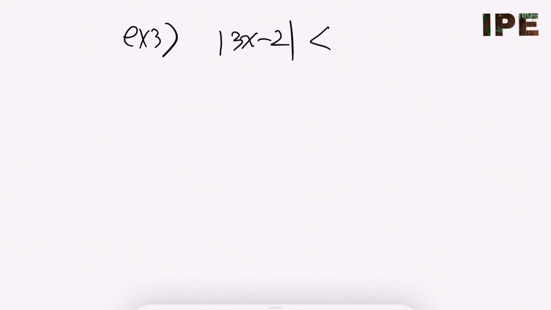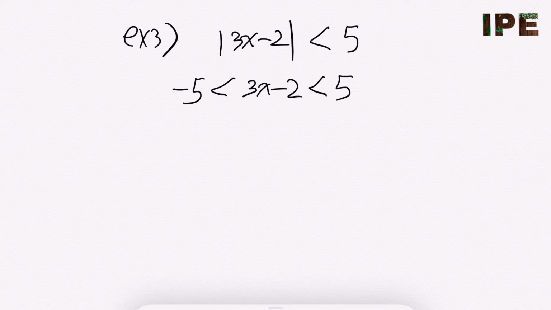Example 3 is about absolute value inequalities. How can you solve absolute value of 3x minus 2 is less than 5? To solve this, if the absolute value of some expression is less than a number, that expression, 3x minus 2, is always between 5 and negative 5. The number and the negative of that number. And then add 2 to all sides: left side, middle, and right side.